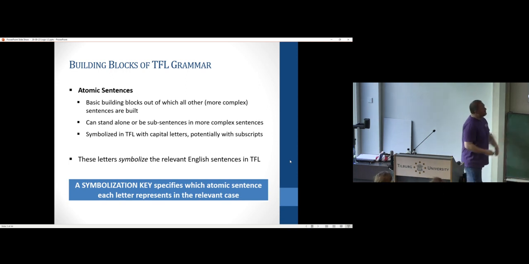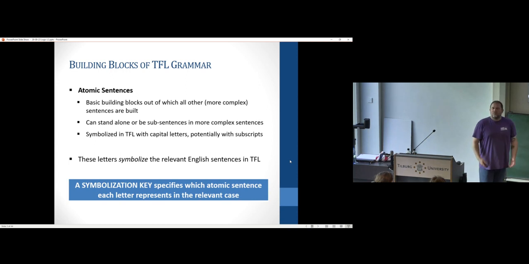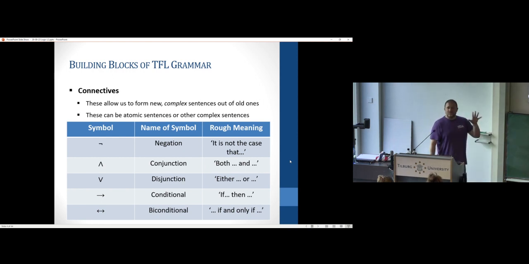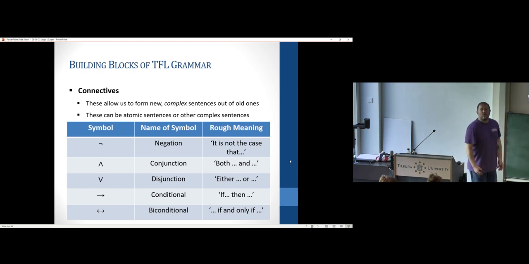Okay, so atomic sentences are capital letters. But how do we build the complex ones? Here are our beautiful toys. There are 5 connectives, and the connectives are the ways that we get the complex sentences. We attach them to atoms, or possibly to other complex sentences, and get bigger and bigger and bigger things.